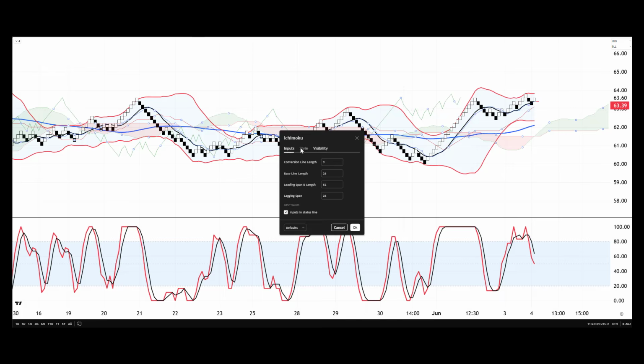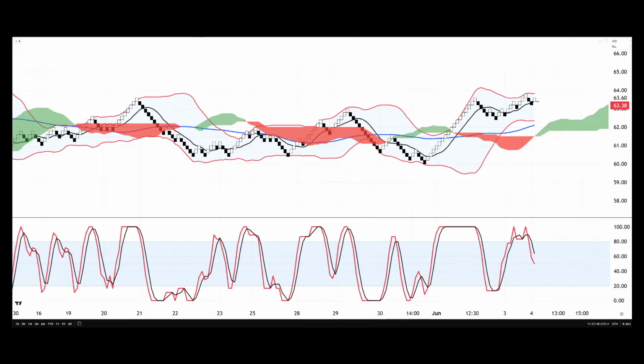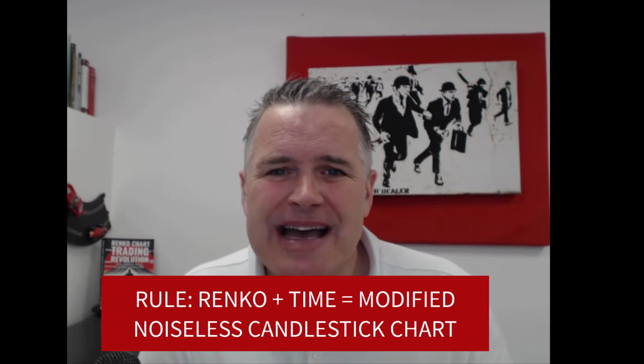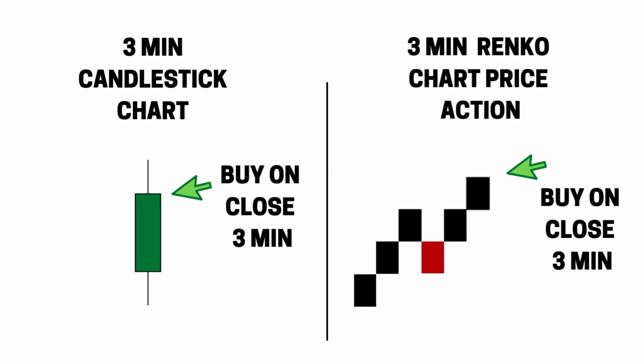And yeah, I'm going to hear you saying, well, what about repainting? This is where the mindset shift comes in. Think of the Renko chart with time as a new type of candlestick chart. When you're trading your candlestick chart, you wait for the close and the candlestick is there, then you execute on it. It's the same with the Renko chart. So if you've got a 1 minute Renko chart, wait for the 1 minute to complete.